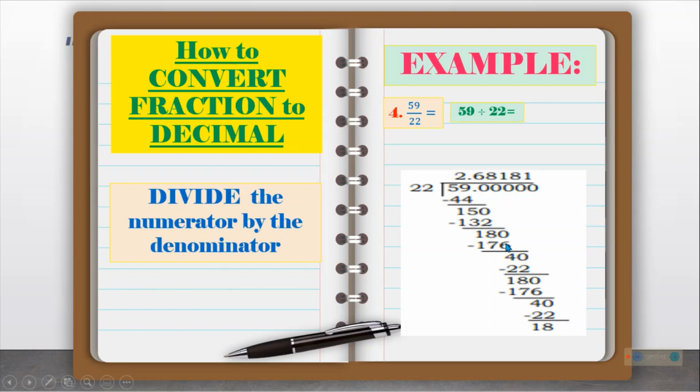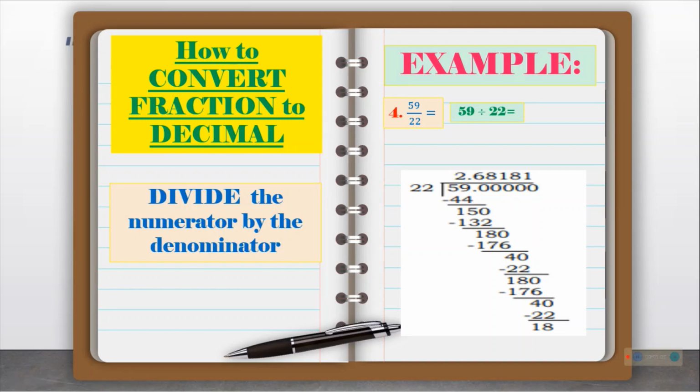Then bring down again 0. 180 divided by 22 is 8. 8 times 22 is 176. So 180 minus 176 is 4. Then bring down again 0. 40 divided by 22 is 1. 1 times 22 is 22. 40 minus 22 is equal to 18.